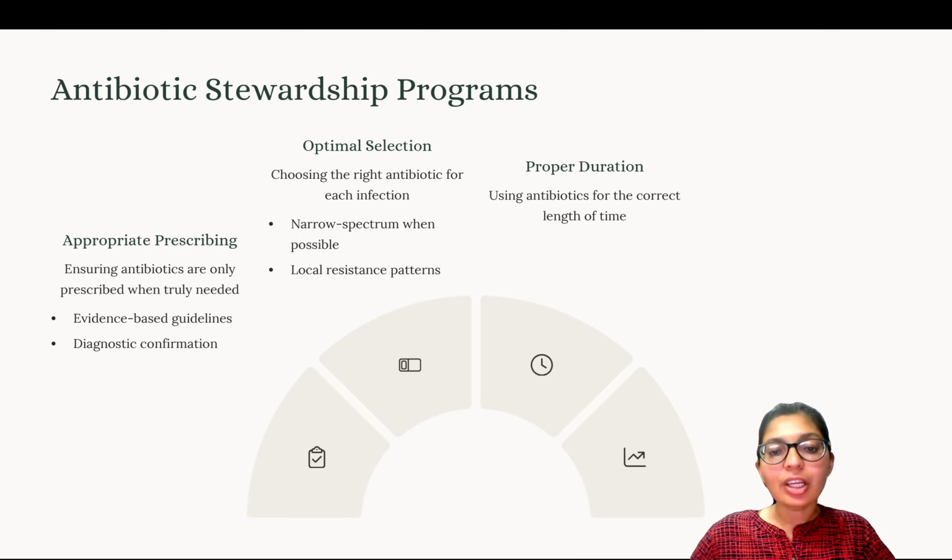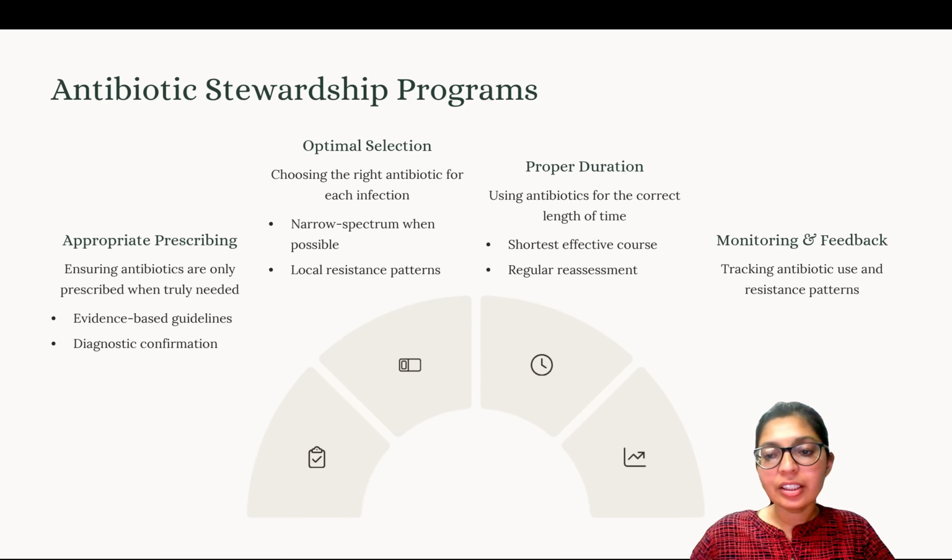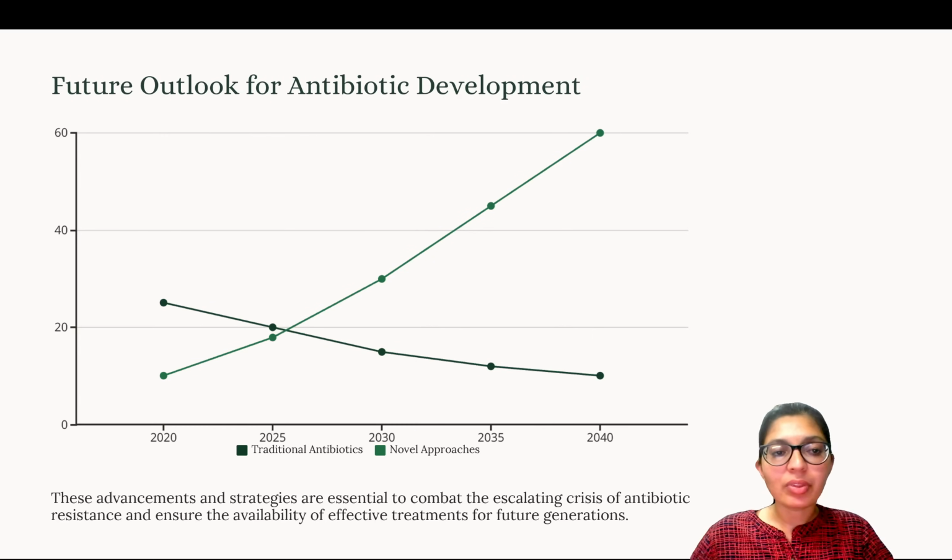Proper duration: using antibiotics for the correct length of time. Shortest effective course. Regular reassessment: is there a need for antibiotics or is there a need to change the dose, etc. Monitoring and feedback: tracking antibiotic use and resistance patterns. So these were the steps that should be followed in an antibiotic stewardship program. Regular data analysis, prescriber education.